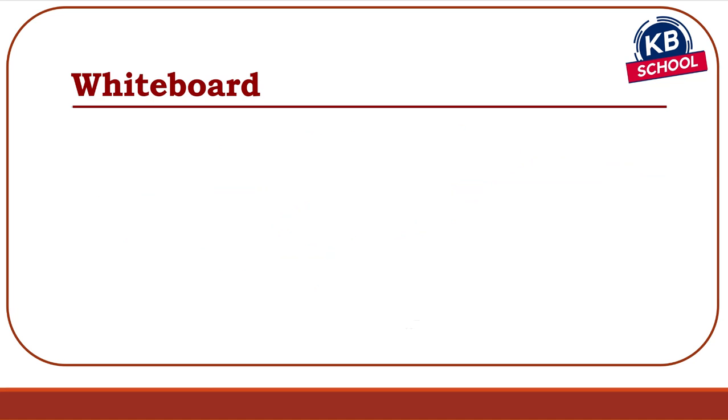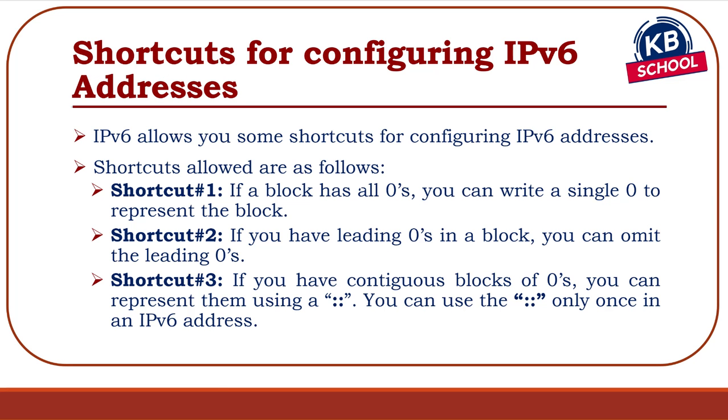So that's what this third shortcut is all about. If you have a contiguous block of zeros, you can represent them by using a double colon. You can use the double colon only once in an IPv6 address. I think that's what the examples would clarify for you.